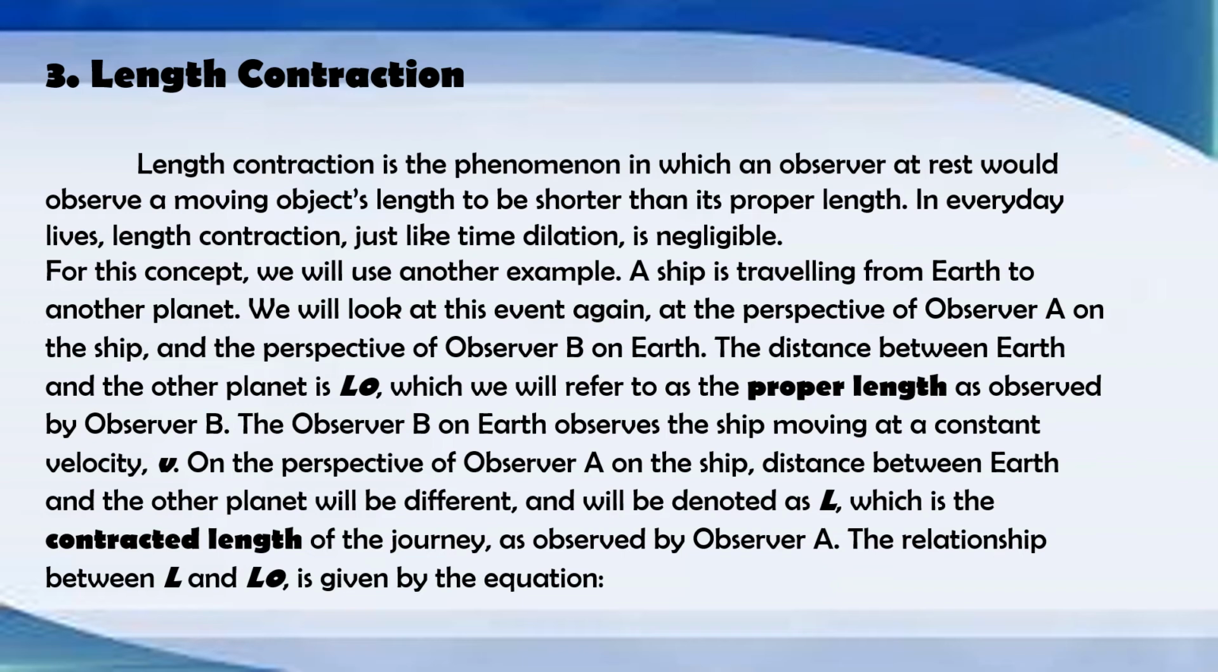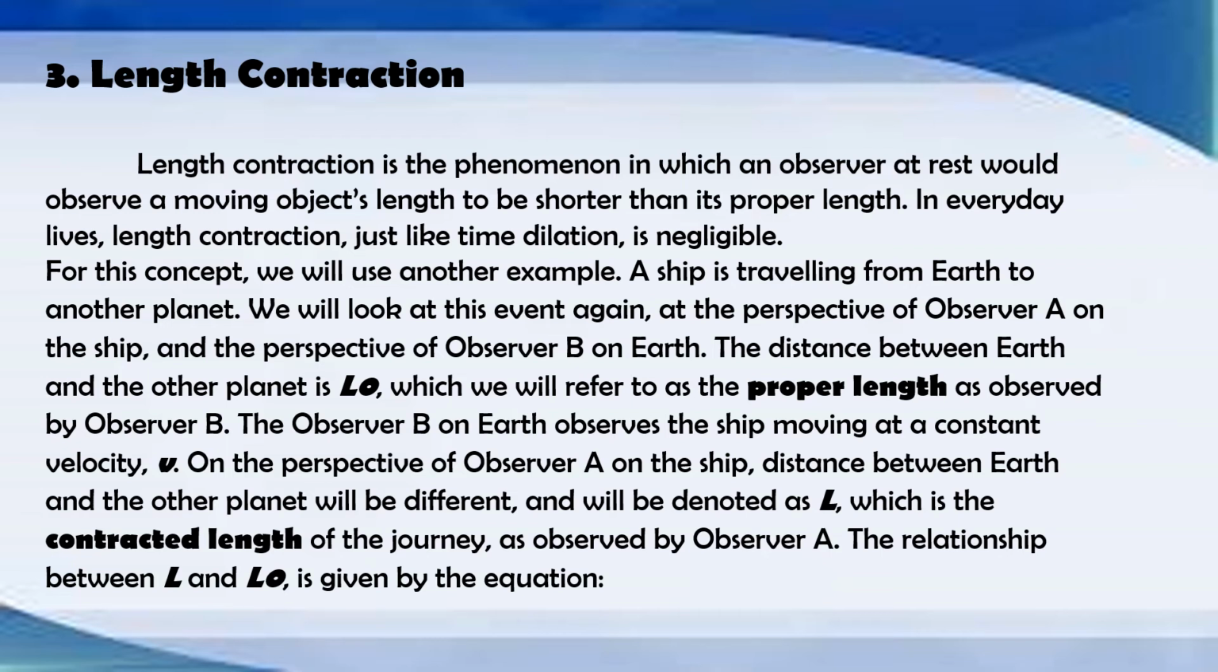A ship is traveling from Earth to another planet. So we'll look at this event again from the perspective of observer A on the ship, and the perspective of observer B on the Earth. The distance between Earth and the planet is L0, which will be referred to as the proper length, as observed by observer B.